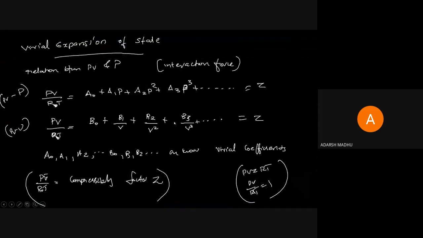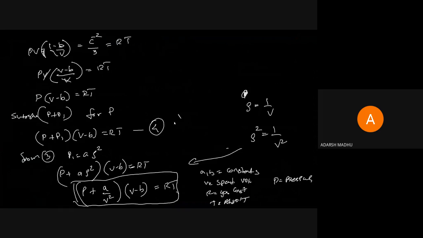Okay, yesterday we had discussed the Van der Waals equation: (P plus A by V square) into (V minus B) equal to RT. The Van der Waals equation is the equation of state for two kinds of gas: one is ideal gas and the second one is real gas. The ideal gas equation is PV equal to RT.